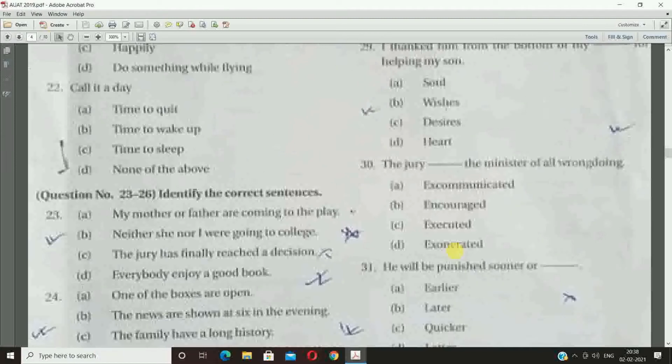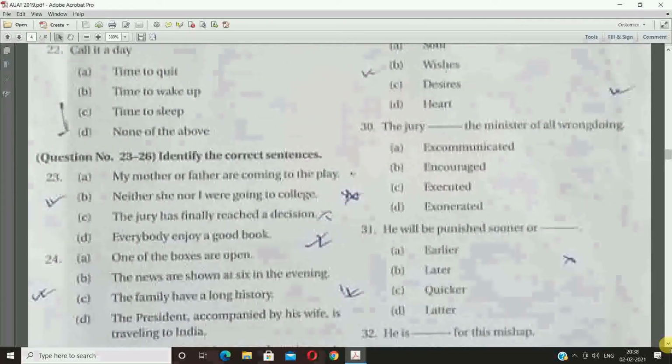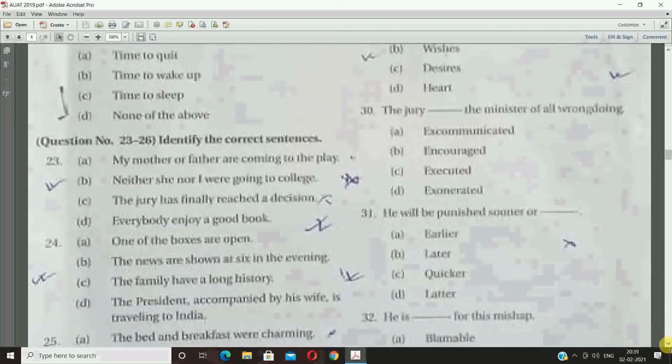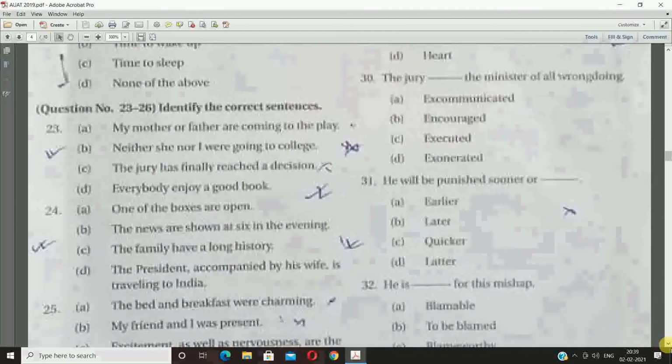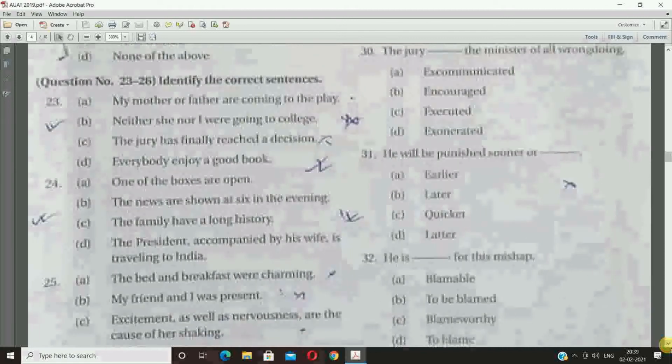In Bengali we say khalas kora. So, the jury exonerated the minister of all wrongdoing. Okay, so you make that person free of all those allegations that person had. So the jury does that. It's a legal term, kind of.